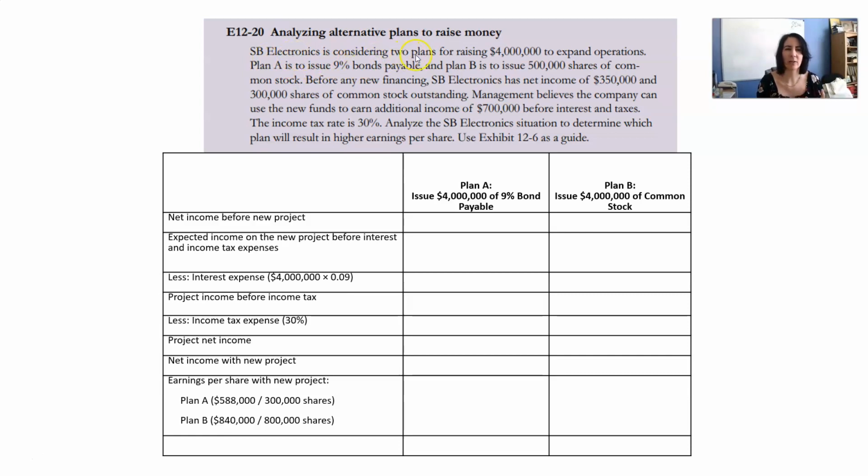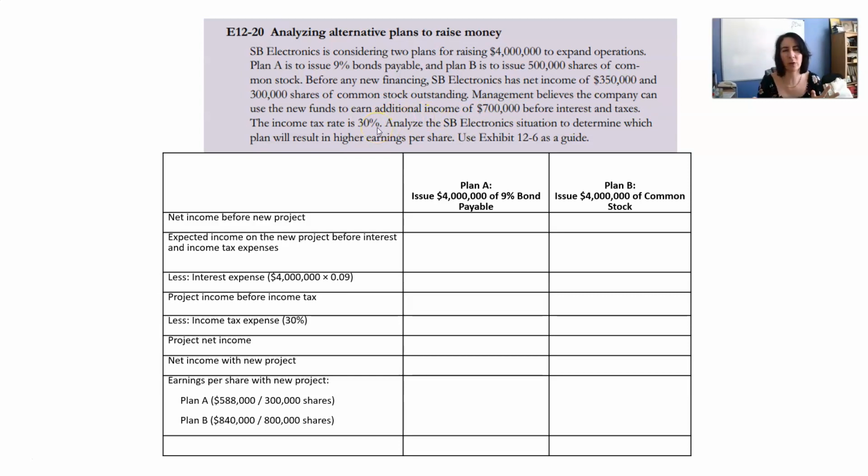SB Electronics is considering two plans for raising $4 million to expand operations. Plan A is to issue bonds. Plan B is to issue common stock. Before any new financing, before you engage in this expansion, you already have net income of $350,000 and 300,000 shares of common stock outstanding. Management believes the company can use the new funds to earn additional income of $700,000 before interest and taxes. Income tax rate is 30%. A lot of stuff going on here.